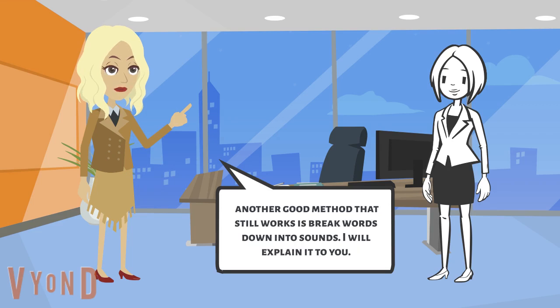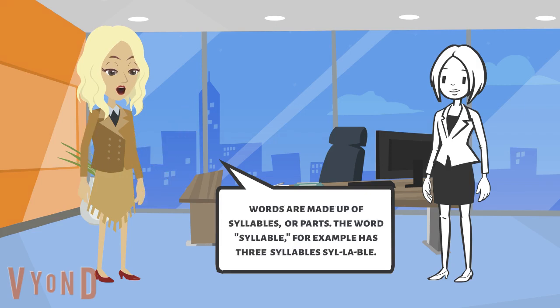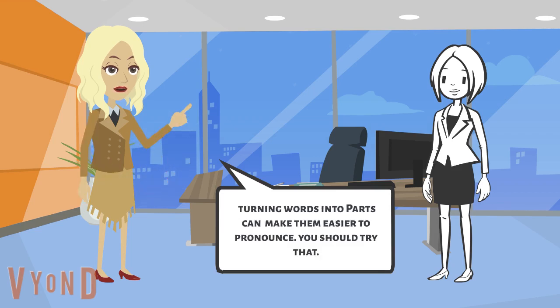Another good method that still works is to break words down into sounds. I will explain it to you. Words are made up of syllables or parts. The word syllable, for example, has 3 syllables: sil, la, ble. Turning words into parts can make them easier to pronounce. You should try that.